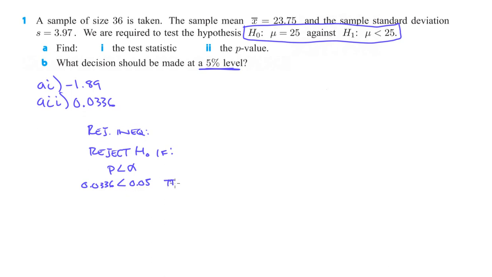This is true. So since it's true, we are going to reject H0. That means that this part is gone, and we are going to accept our alternate hypothesis, which is that the mean is less than 25. Okay, that's all we have for number 1.